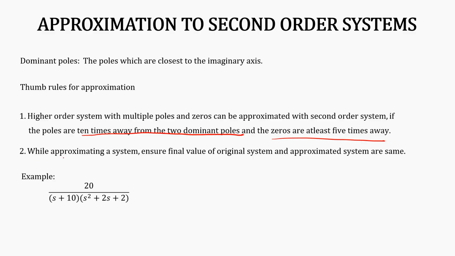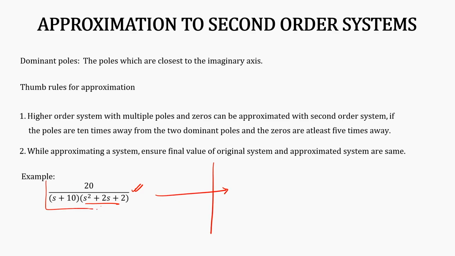Second, while approximating a system, ensure that the final value of the approximation and the original system are the same. What do we mean by that? For example, this is the system that you had. Here is an example: 20 by (s plus 10)(s square plus 2s plus 2). For this system, if I wanted to approximate it, where are the poles? If I do a pole-zero plot, remember, this is the closed loop transfer function. I am not giving you the plant transfer function.